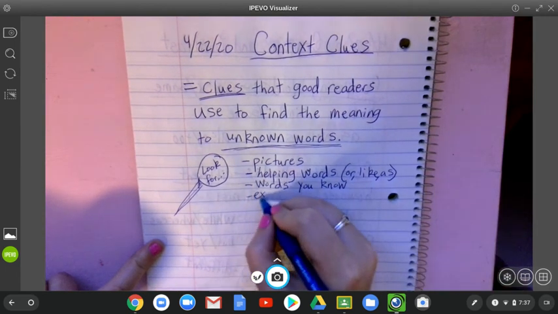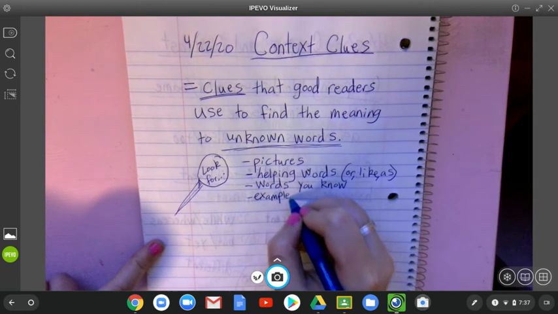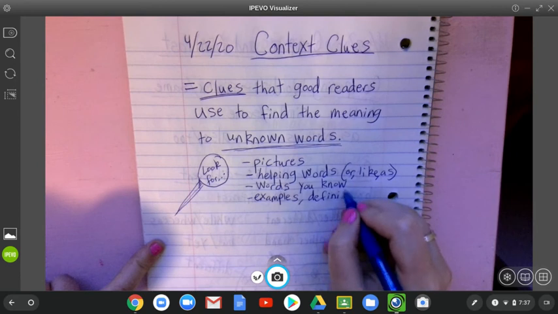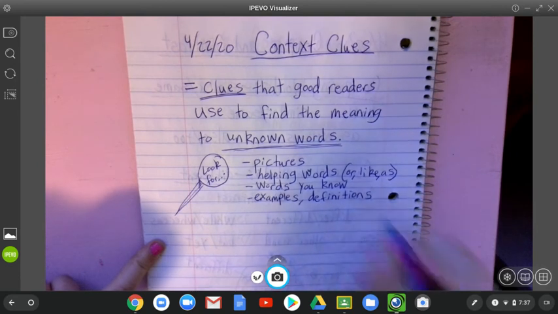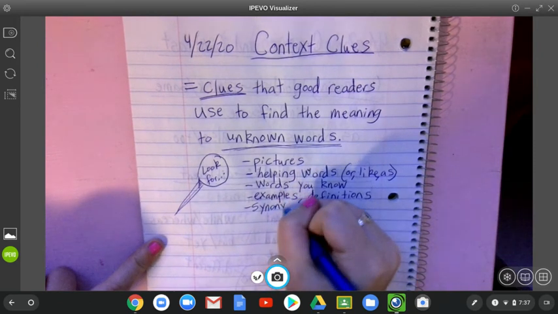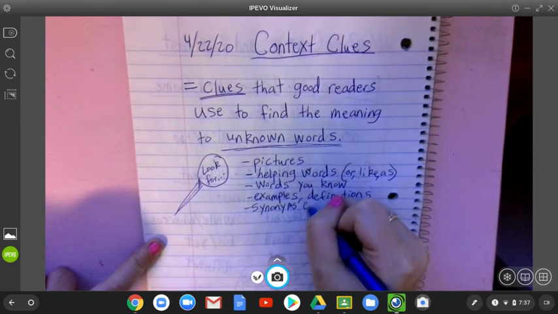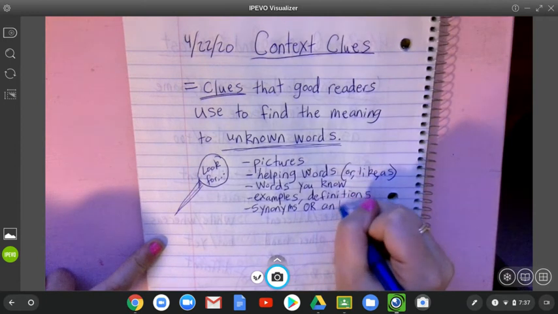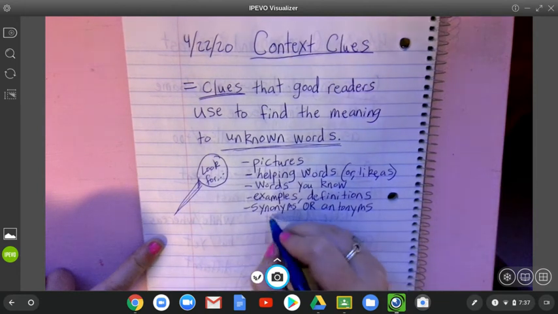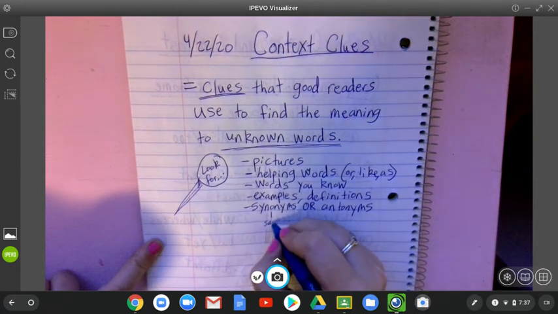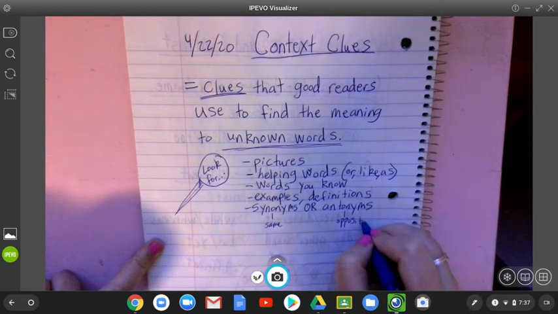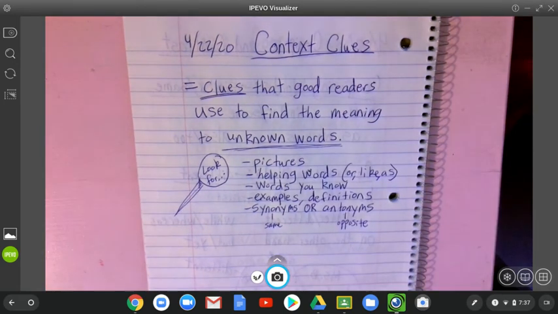Maybe they give you examples or definitions. The last one is you can look for synonyms or antonyms. Okay, what are same or opposite meanings? I'll let you catch up there.